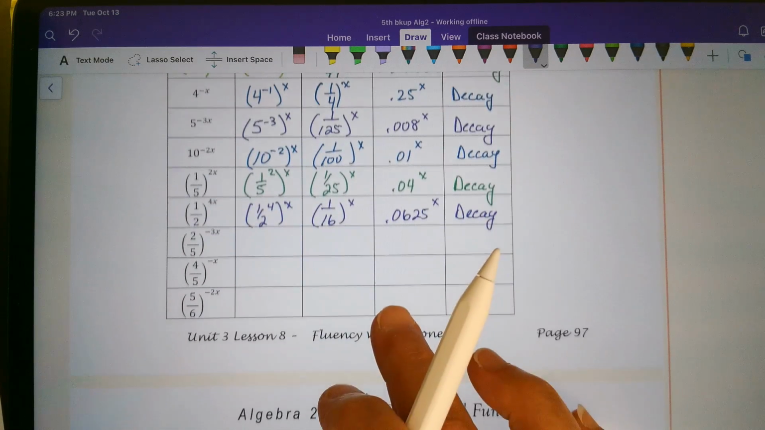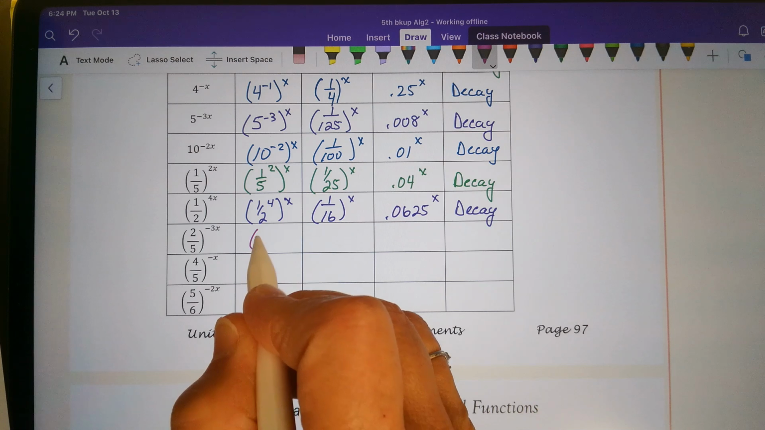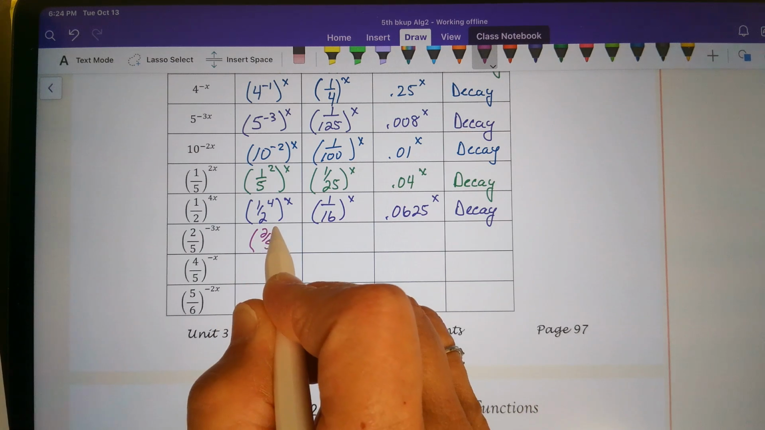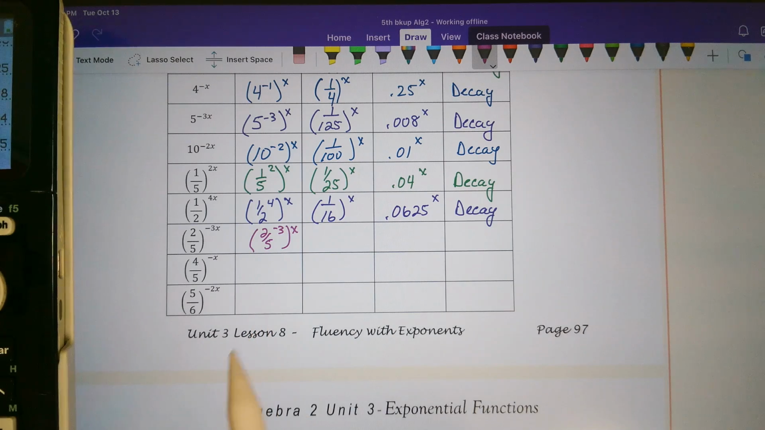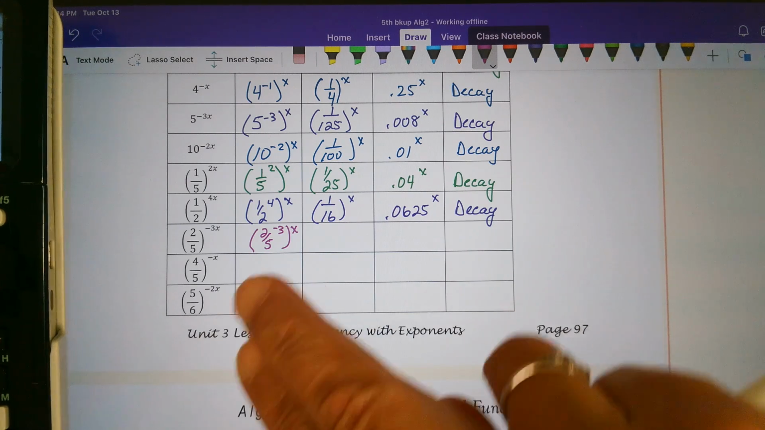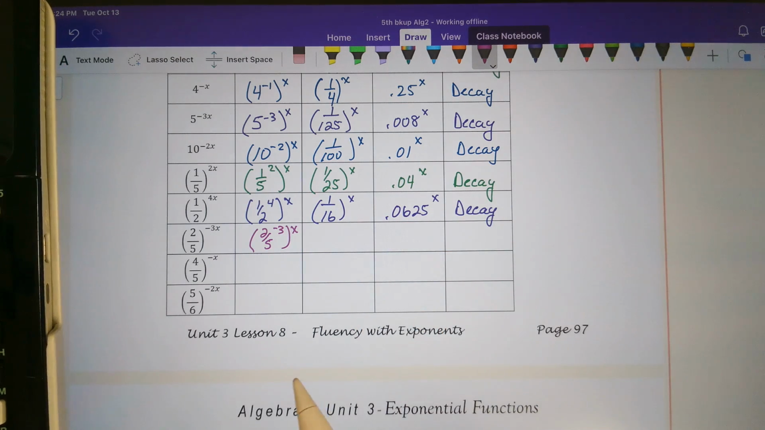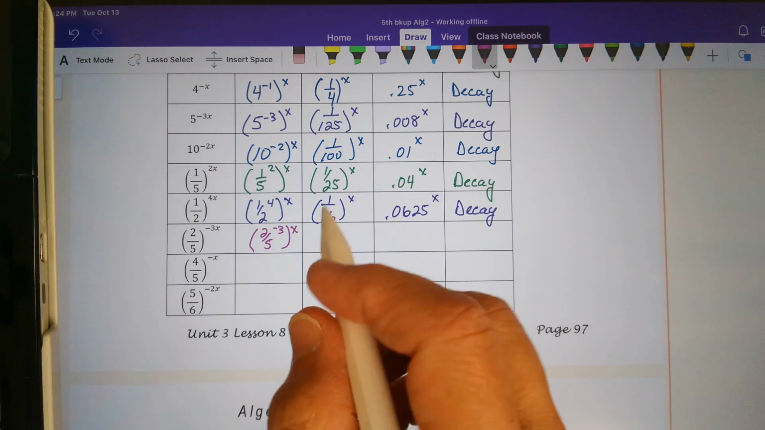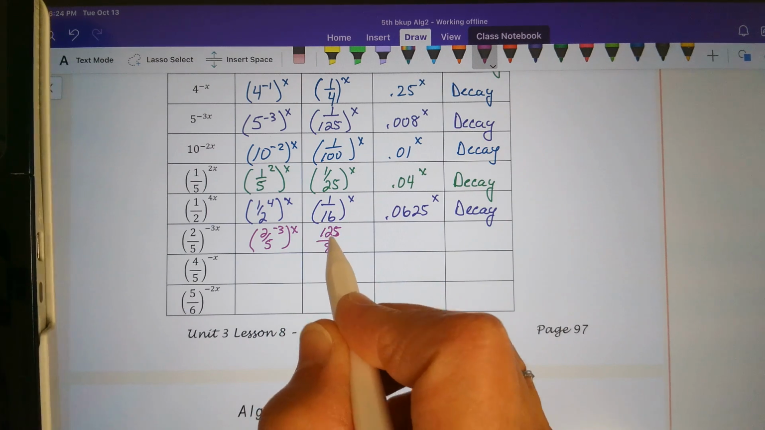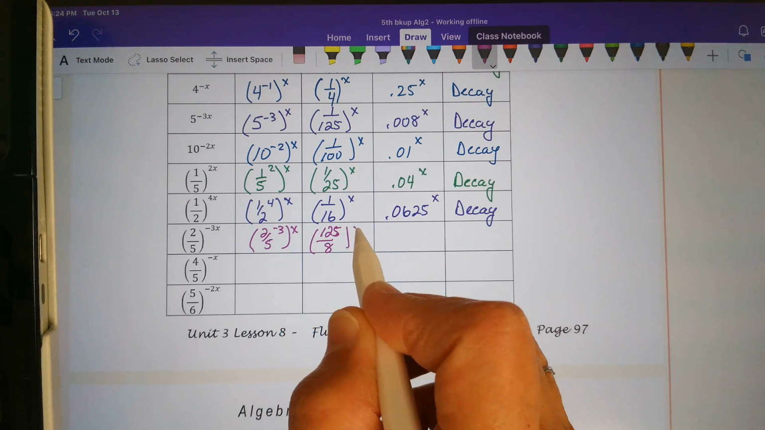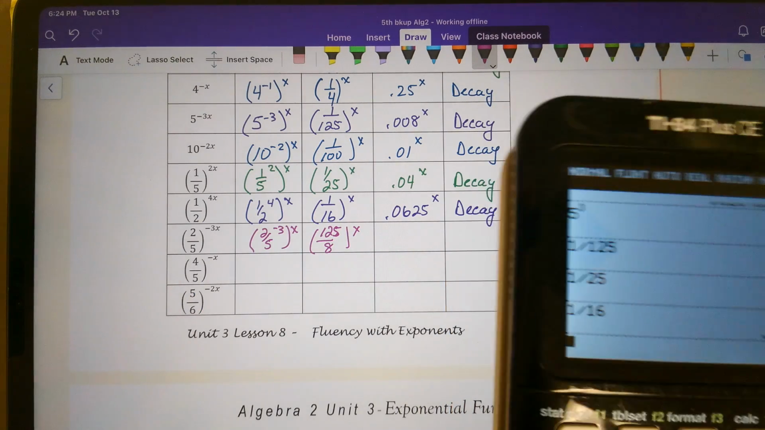Two-fifths raised to the negative 3x. That's 2/5 to the negative 3 raised to the x. Now 2/5 to the negative 3. I'm going to flip it, so that's 5/2 raised to the power of 3, and 5/2 raised to the power of 3 is going to be 125/8, raised to the x. And again, for this part, we can use the calculator.